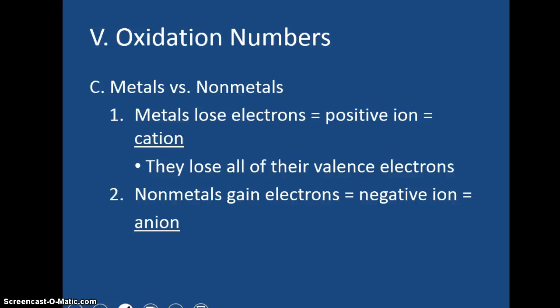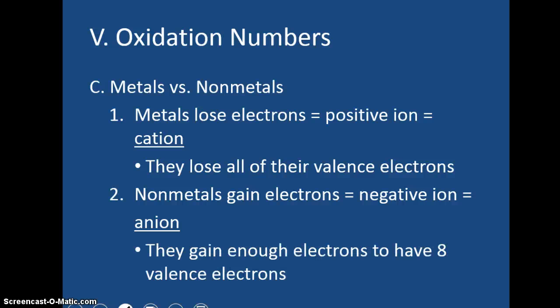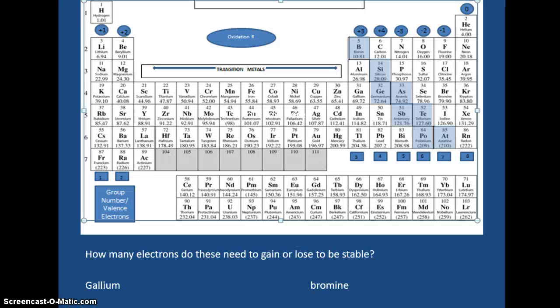So nonmetals gain electrons, negative ions, that's your anion. They gain enough electrons to have 8 valence electrons. So looking at the periodic table, we're going to do 2 examples on trying to figure out how many electrons do these need to gain or lose to be stable. The first thing you should probably do, and if you don't do this now with your periodic table, if you forgot it, we will do this in class.